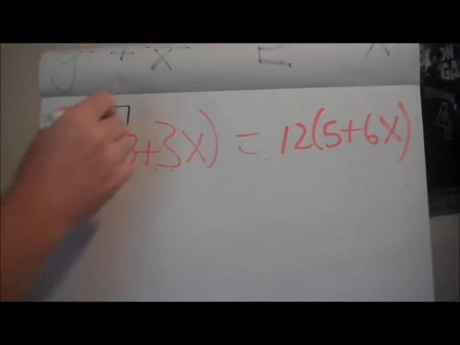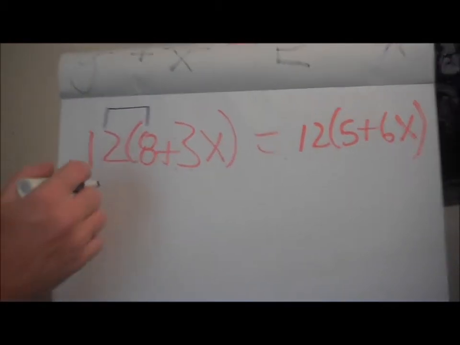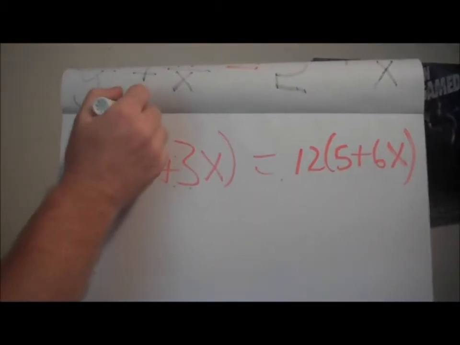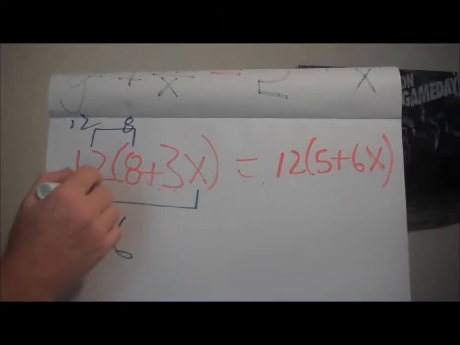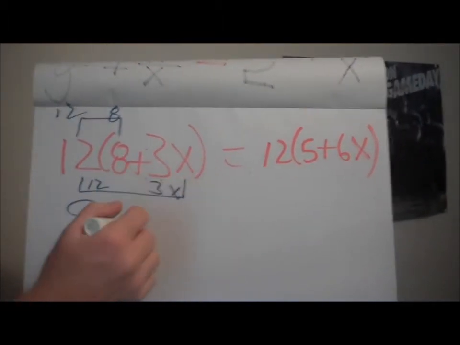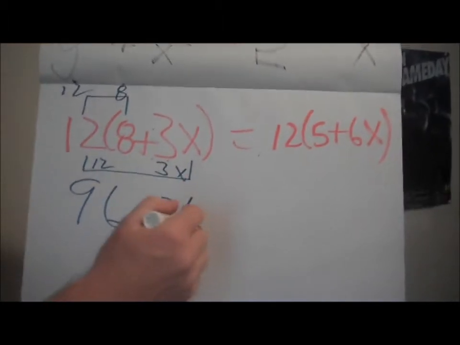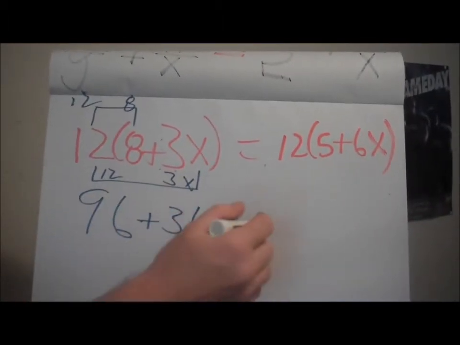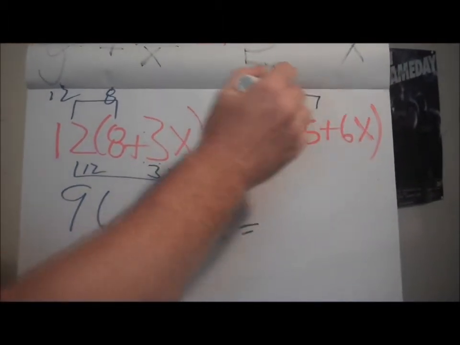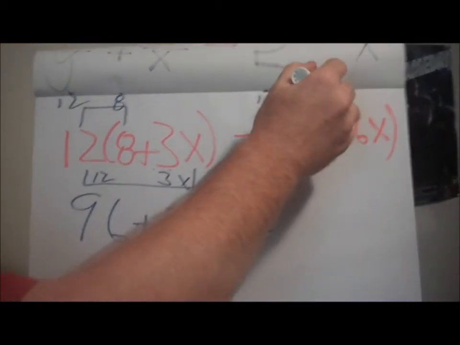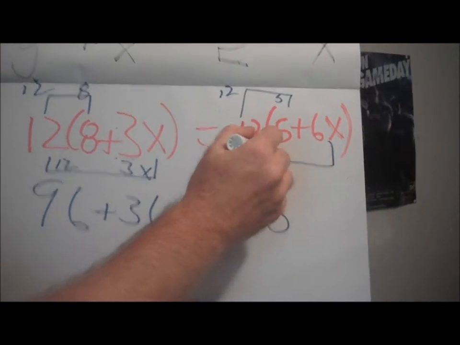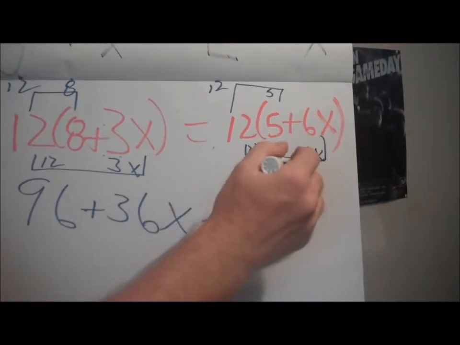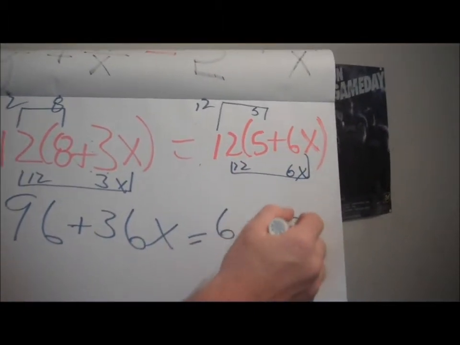So we're going to fire up the delivery truck and find out that 12 times 8 is 96. We'll find out that 12 times 3x is 36x. And we're going to do the same thing over here. 12 times 5 is equal to 60. 12 times 6x is equal to 72x.